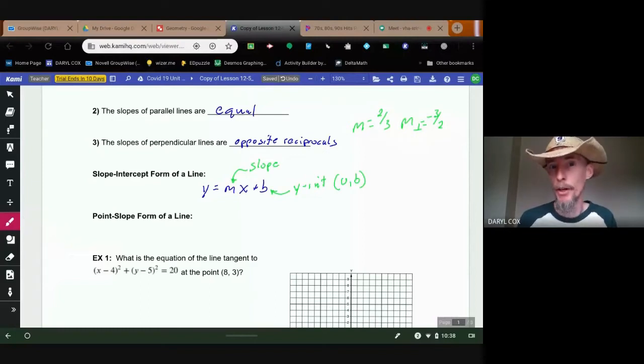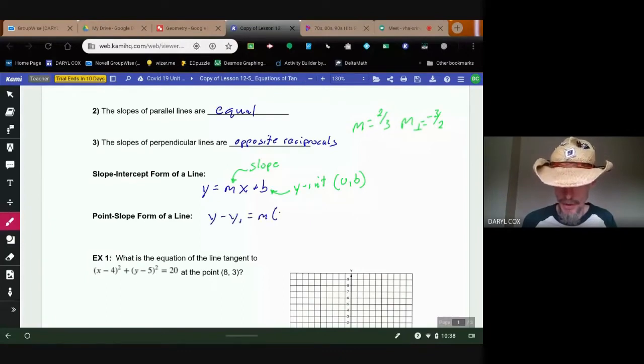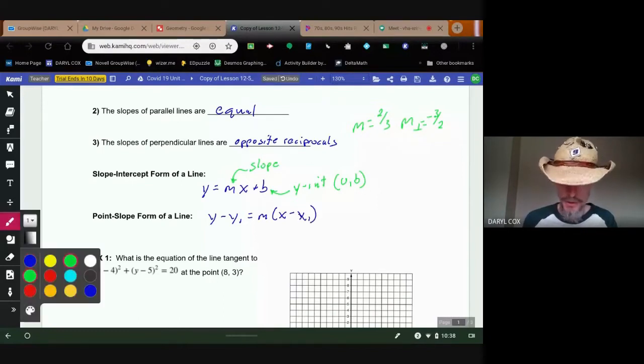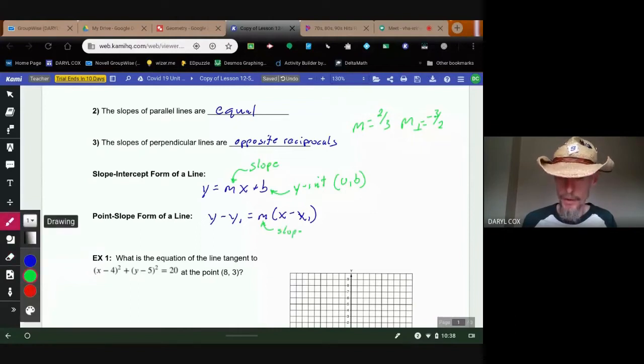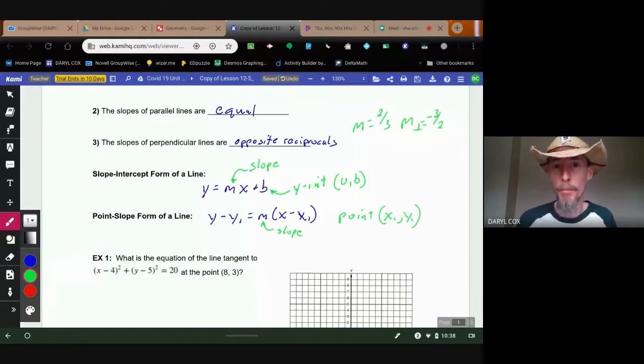This year, we also learned another form of a line. We learned point-slope form. So which of these is the point-slope form of a line? Point-slope form uses a point and a slope. That's the one that was y - y1 = m(x - x1). In this case, the slope is the m. That is the slope. The point that we use is the point (x1, y1). So that makes the point for the point-slope form.